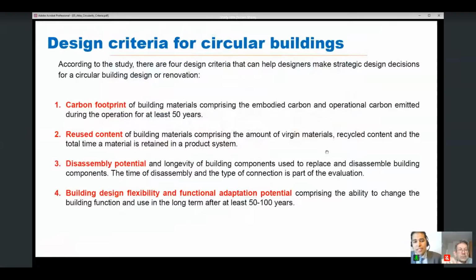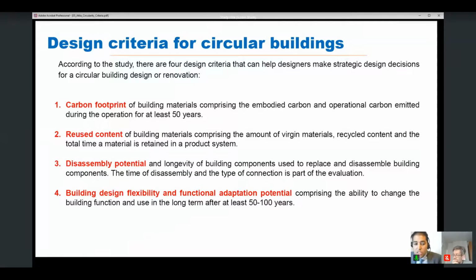Now, when we looked at the major indicators that we can vulgarize or that we can characterize after doing the review phase and the visit stage, we came up with 4 major criteria, namely the carbon footprint. And in this sense, we did our calculations for a period of 50 years to look at the embodied and the operational carbon emitted over this period.